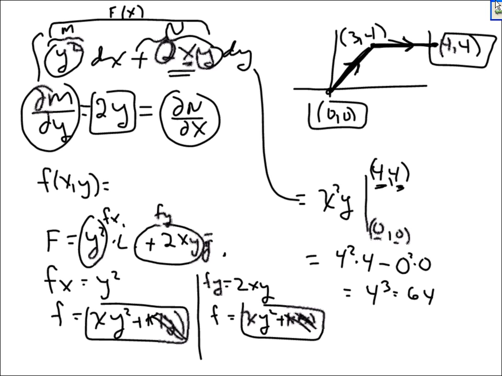This is 4 cubed, or 64. So you don't have to go along the path. You don't have to find the equation of that line, so you can find r1 of t, plus then you have to find another path. You don't have to do that. You can just show that it's conservative.